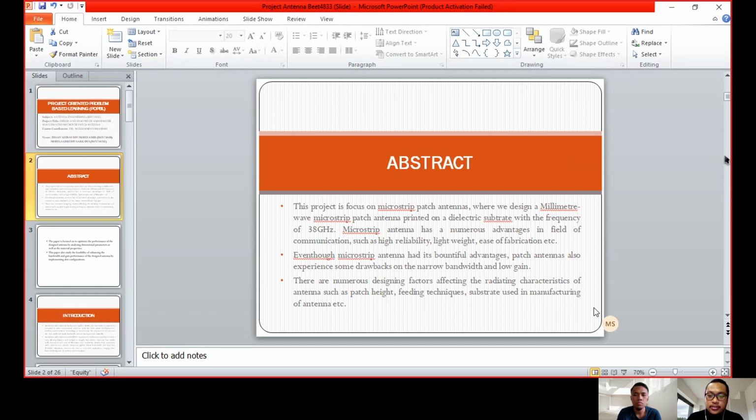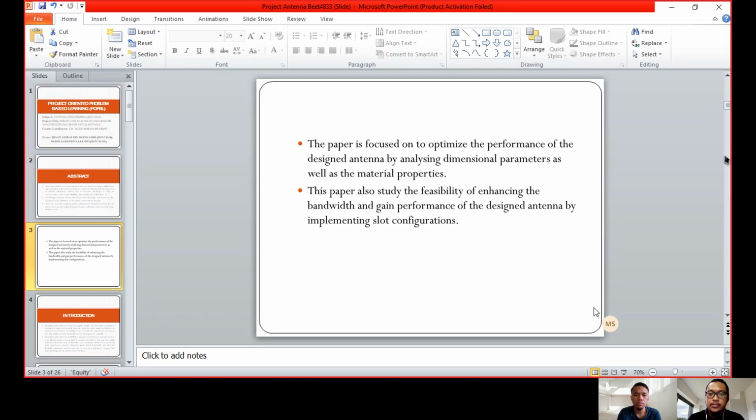Microstrip antenna has numerous advantages in the field of communication such as high durability, lightweight, and ease of fabrication. Even though microstrip antenna has bountiful advantages, patch antennas also experience some drawbacks, namely narrow bandwidth and low gain. There are numerous design factors affecting the radiating characteristics of antennas such as patch height, feeding techniques, and substrate used in manufacturing of antennas. This paper is focused on optimizing the performance of the designed antenna by analyzing dimensional parameters as well as the material properties.